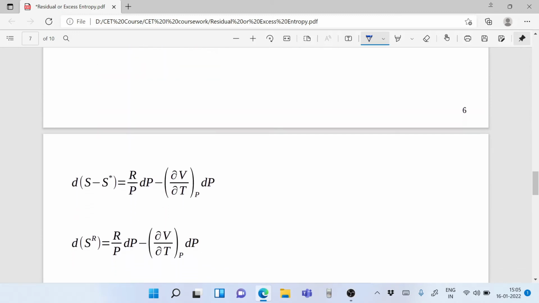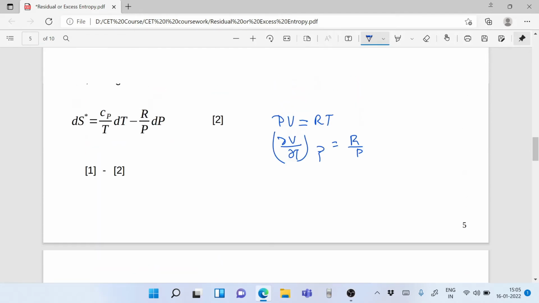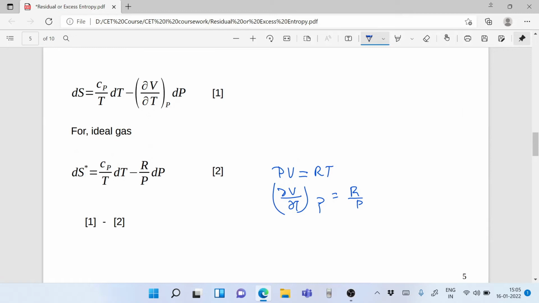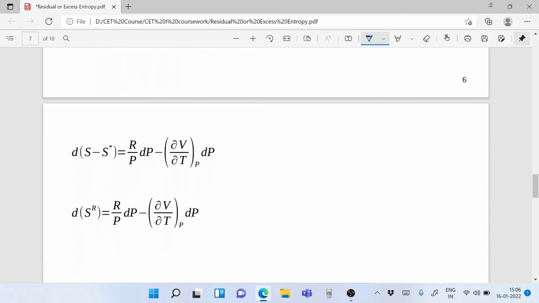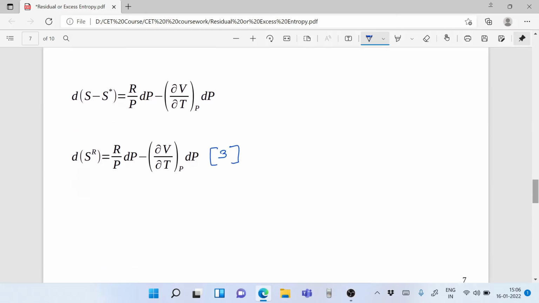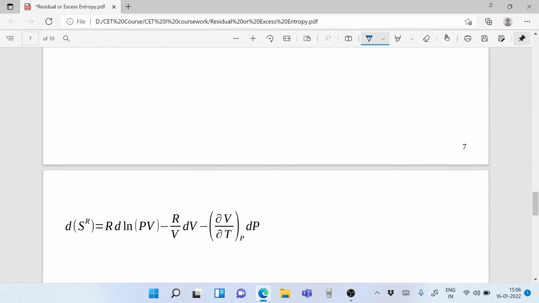This is what we get. dS minus dS star. We have written S star when we have written this equation, equation number 1, for ideal gas, that is equation number 2. Now what we have is dS minus dS star is equal to R by P dP minus (∂V/∂T)_P dP. Now S minus S star is the residual entropy. Now this is the equation we have for the residual entropy. And from here onwards, all our derivations start off.